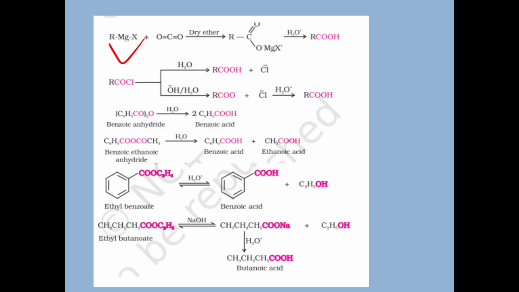RMgX, Grignard reagent, when reacted with carbon dioxide, will give carboxylic acid. RCOCl after hydrolysis will give RCOOH. Anhydride after hydrolysis will give carboxylic acid. Ester after hydrolysis will give carboxylic acid.